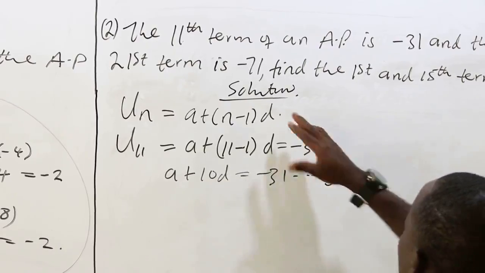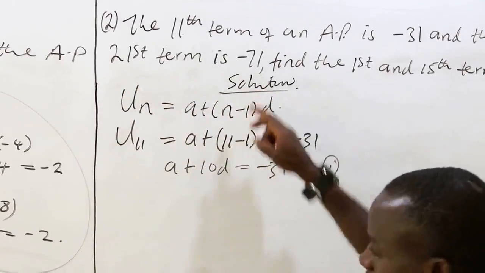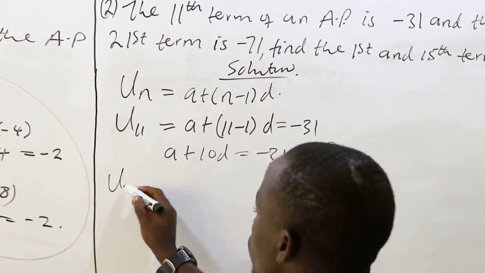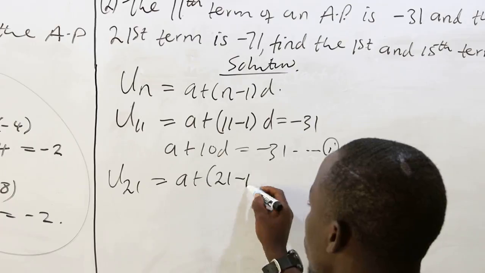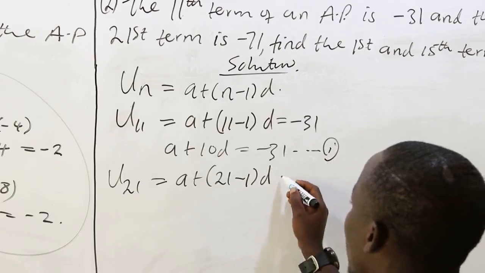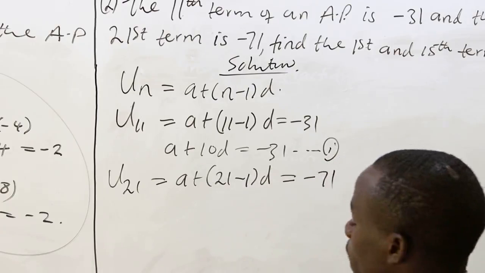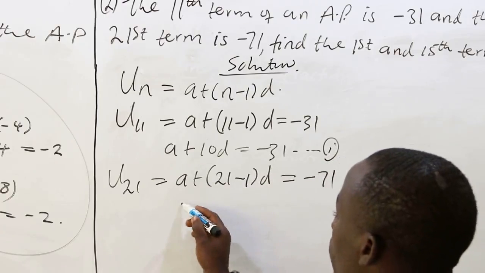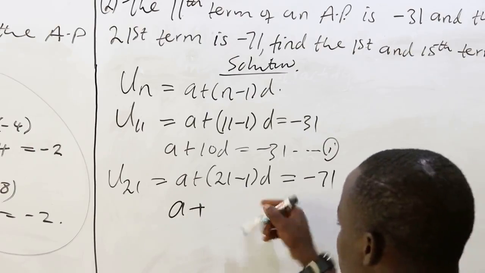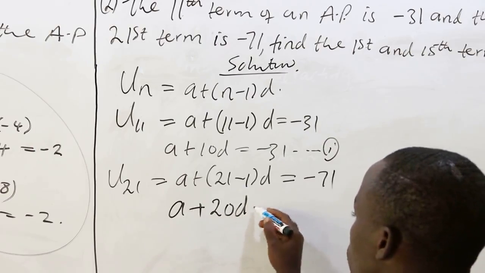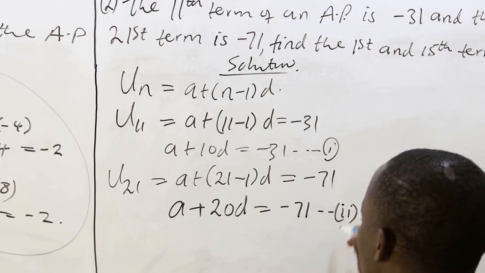Because we have 2 unknowns, let's check the second part. It says the 21st term is minus 71. That is U21 equals a plus 21 minus 1 times d, and the set is minus 71. So we now have a plus 21 minus 1, which is 20, then 20 times d is 20d, and we have equals minus 71. You can call this equation 2.